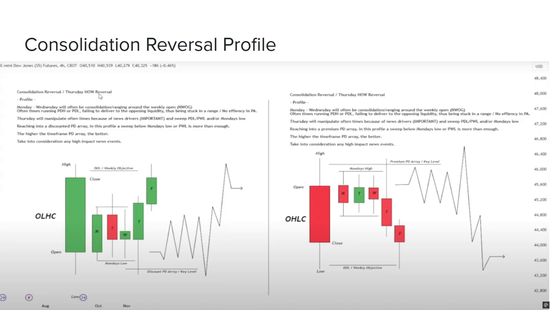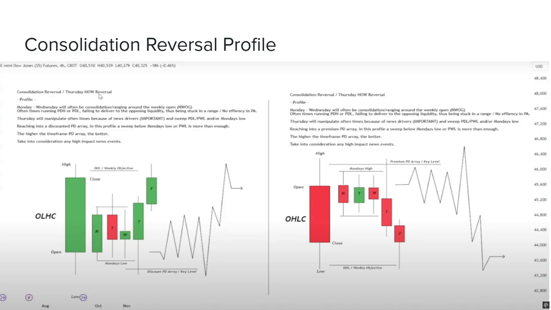Thursday will manipulate oftentimes because of news drivers and sweep previous day low, previous week low, and or Monday's low, reaching into a discount PD array. In this profile, a sweep below Monday's low or previous week low is more than enough. The higher time frame PD array, the better. Take into consideration any high impact news.